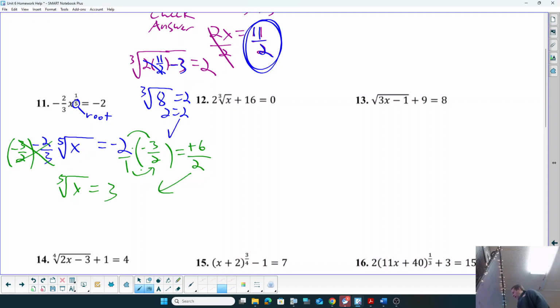And now, how do we undo the 5th root? So to undo the 5th root, we go ahead and power 5. Power 5 both sides. If you do it to one side, you have to do it to the other. So what is 3 to the 5th power?